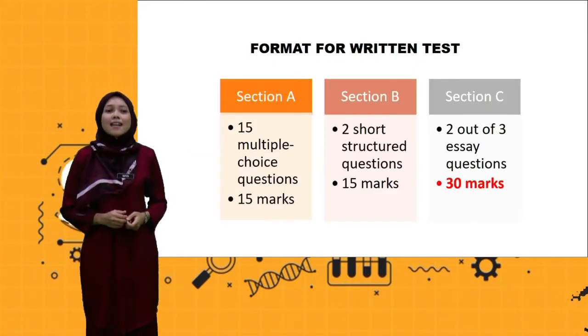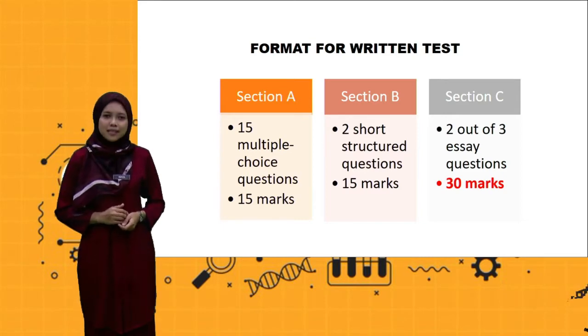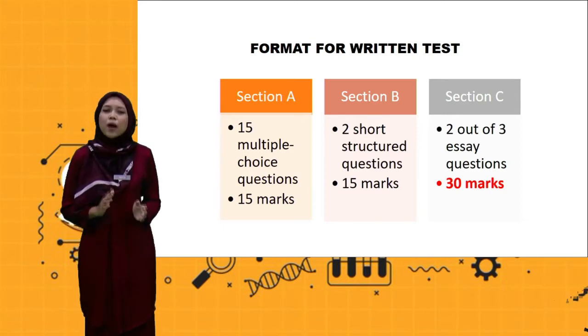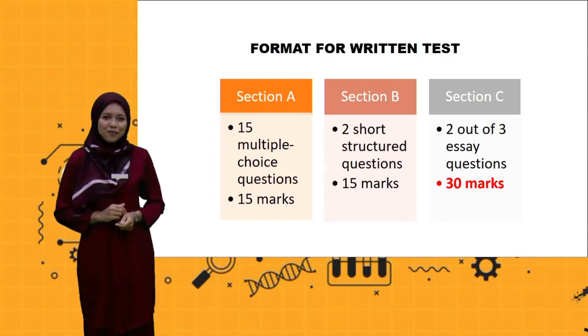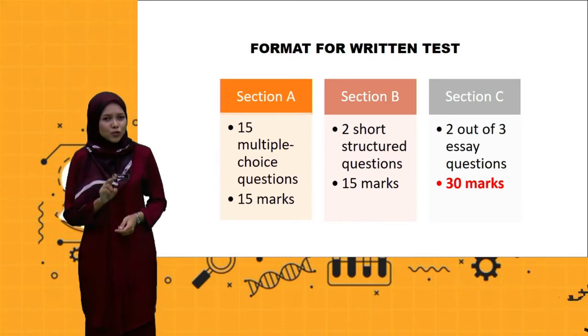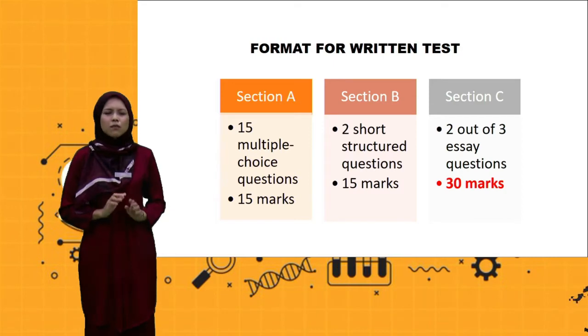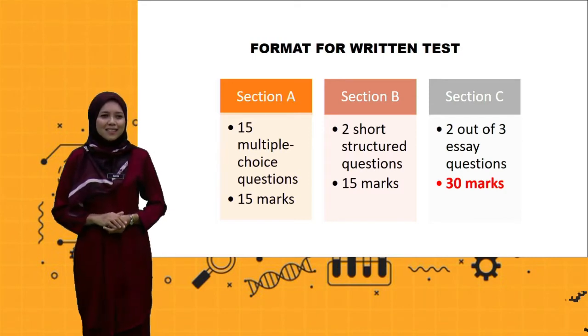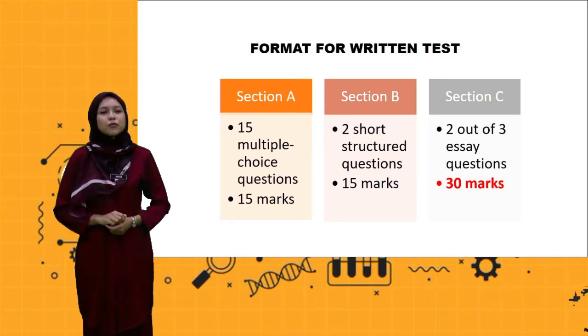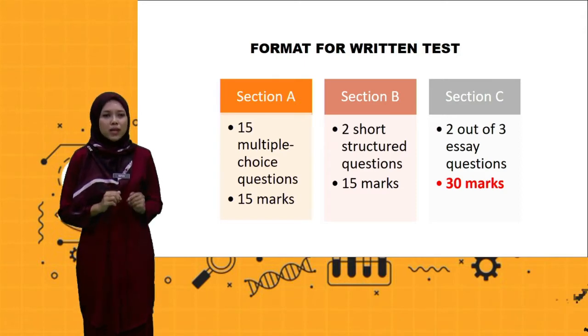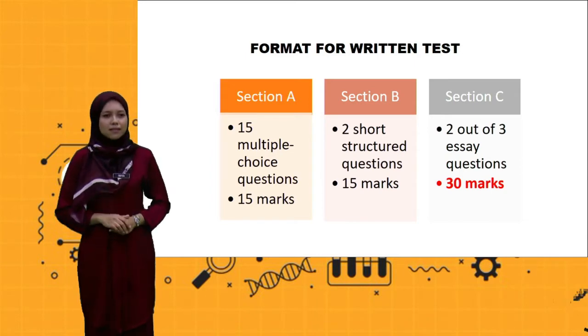First of all, let's refresh the format of written test. Section A comprises of 15 multiple choice questions and the marks given is 15. For Section B, you have to answer 2 short structured questions and it will be awarded 15 marks. For Section C, you have to answer 2 out of 3 questions. Based on the allocation of marks, the biggest weightage of marks comes from Section C, which is 30 marks.